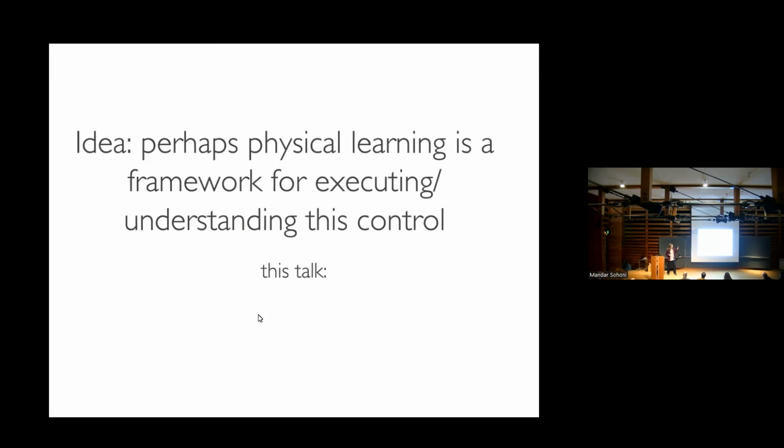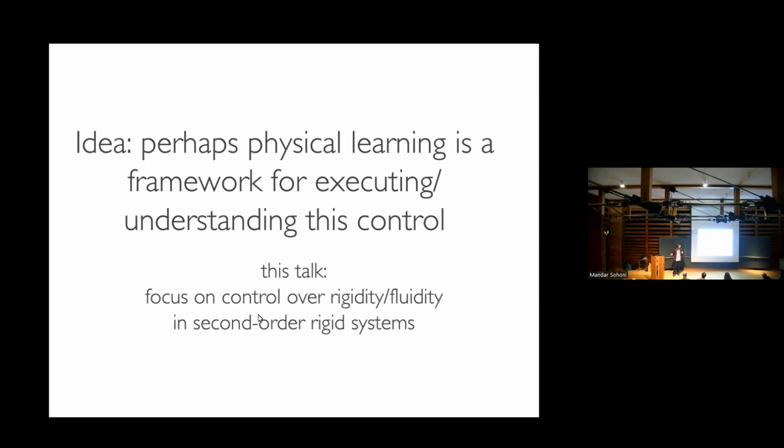The idea is that perhaps physical learning is a framework for executing and understanding this control. That's the idea I'd like to get across. And in this talk today, I'm going to have a narrow focus because I want to talk about something concrete. I'm going to talk about control over tissue rigidity and fluidity, because we know that's important in these systems for biology. And also it's useful for design. There are a lot of design principles that would be interesting if I have control over rigidity and fluidity. And then I'm going to talk about it specifically in what I'll call second order rigid systems. And I'll explain what I mean by that in just a moment.